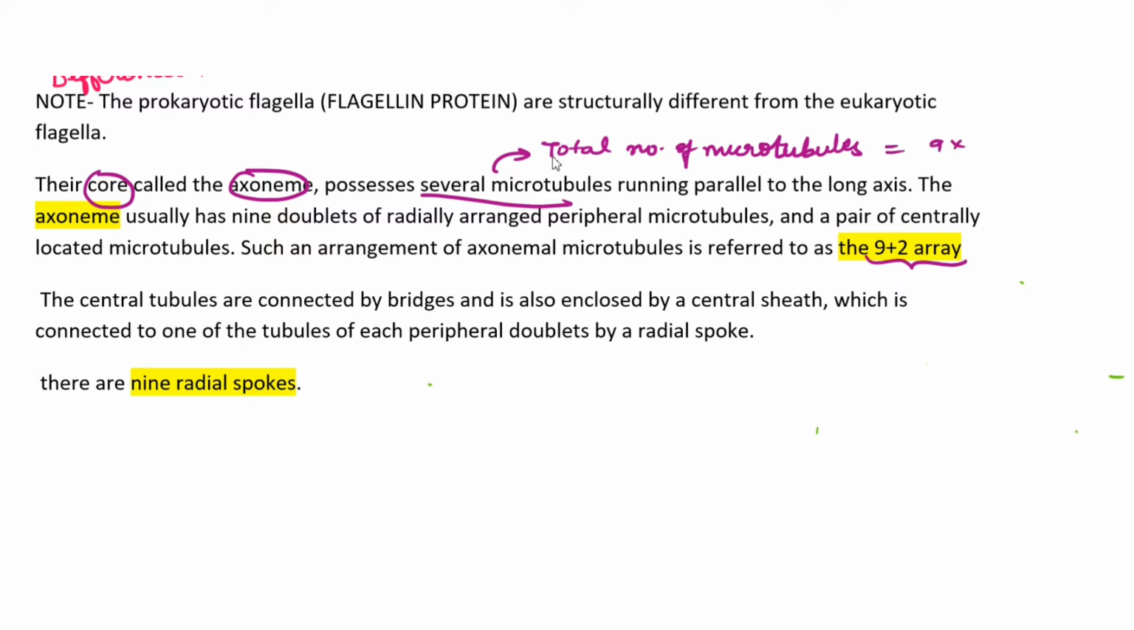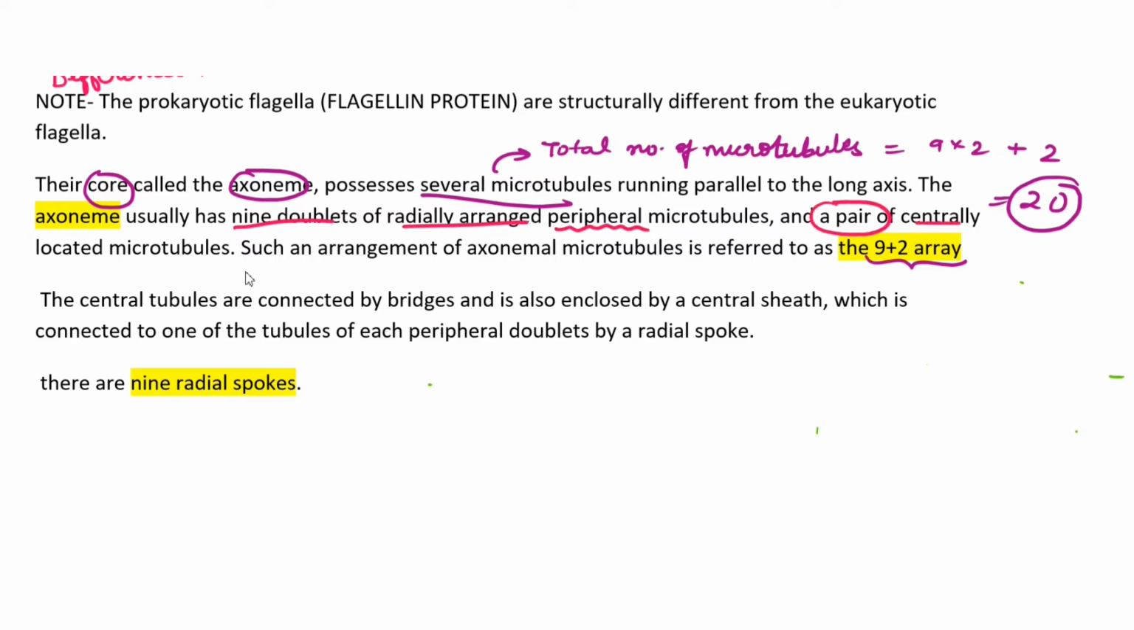So 9 peripheral doublets, 9 into 2, plus the one central pair of microtubules. So 9 into 2 plus 2 is 20. So this axoneme has 9 doublets of radially arranged peripheral microtubules and a pair of centrally located microtubules. Clear? And this arrangement of axonemal microtubules is referred to as the 9 plus 2 array or 9 plus 2 arrangement.